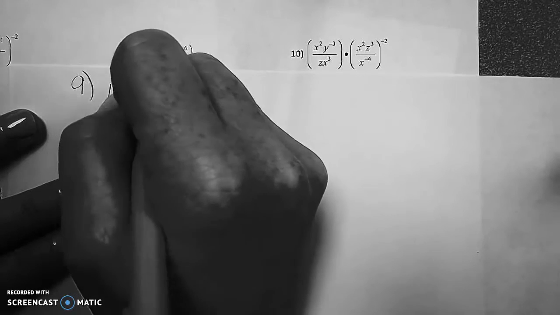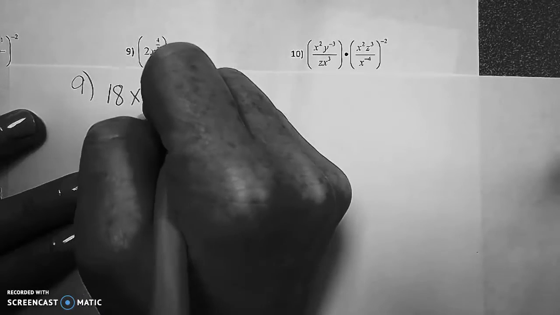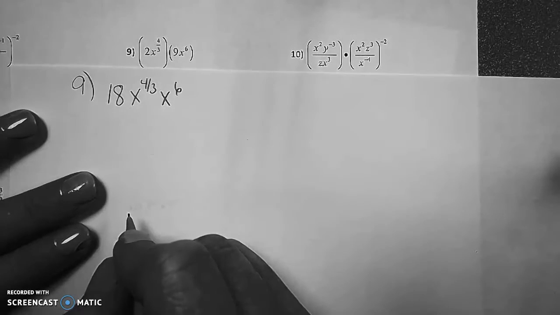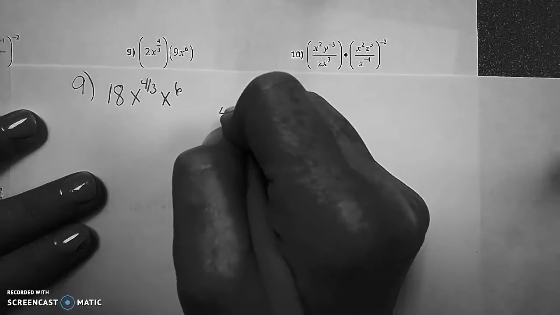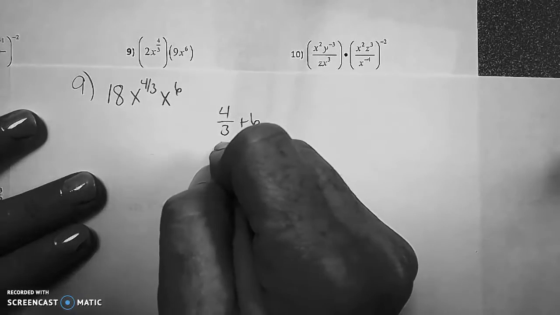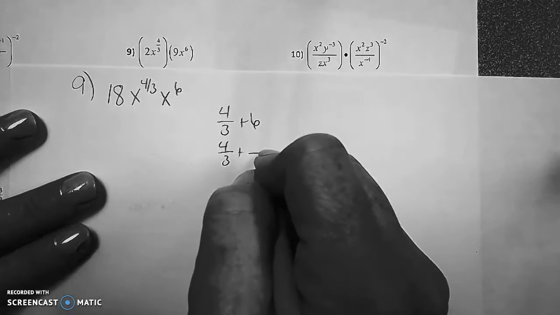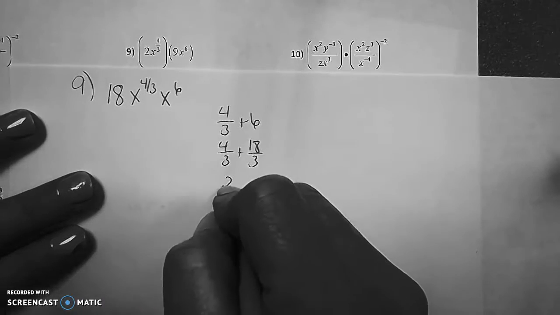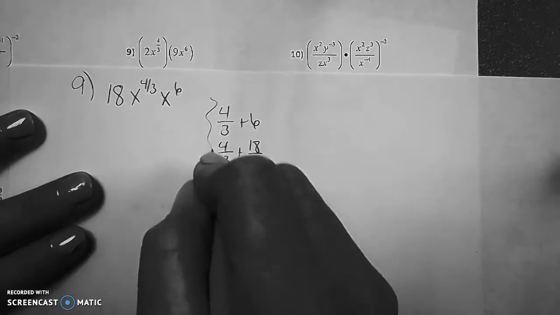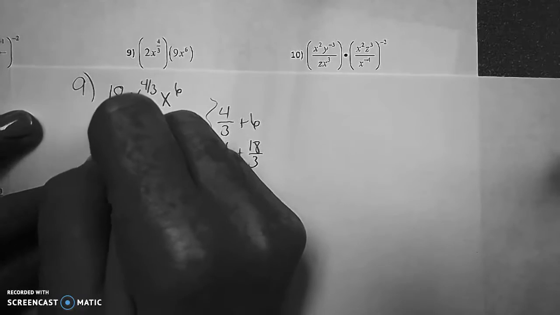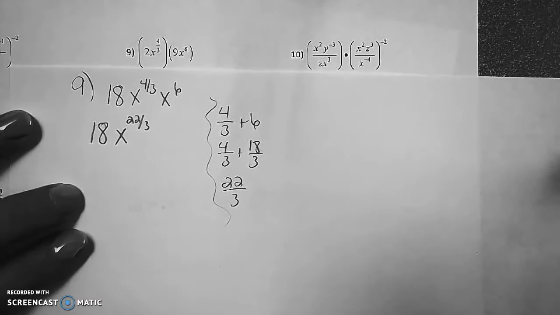I'm then left with x to the 4/3 and x to the 6, and so I have like bases, and if I have like bases, I can add my exponents. Let me come over here on the side and add these together. We know that when we add fractions, we need a common denominator, so 6 will become 18 over 3. So I get 22 over 3. That's kind of side work there. That means I'll have 18x to the 22/3.